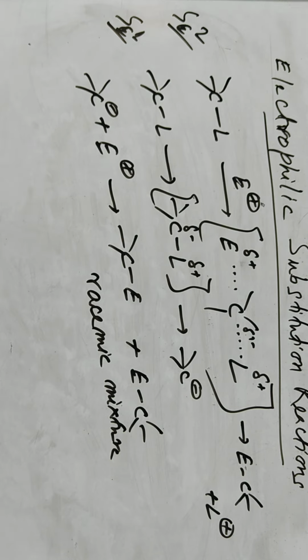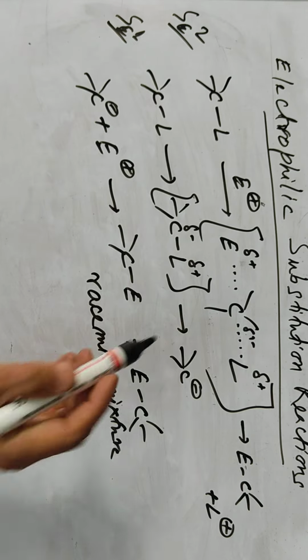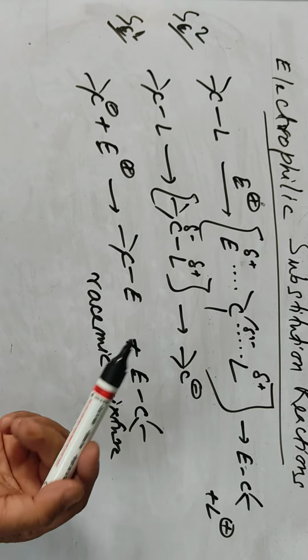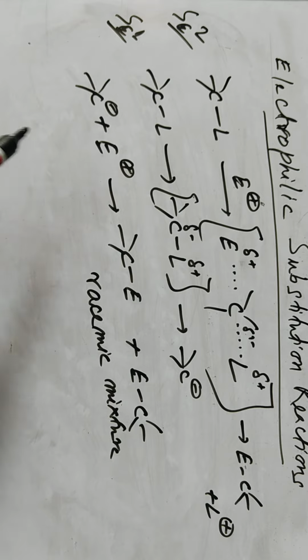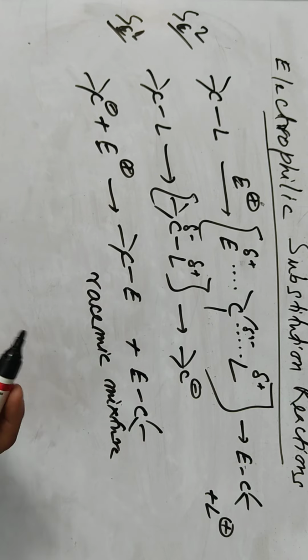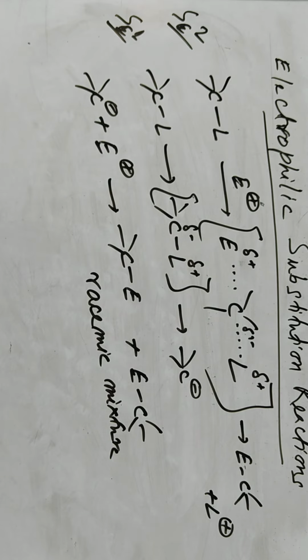So I'm repeating again: the reaction in which the transition state of the rate determining step involves one species is SE1. On the other hand, if the rate determining step involves two species, then we have SE2.